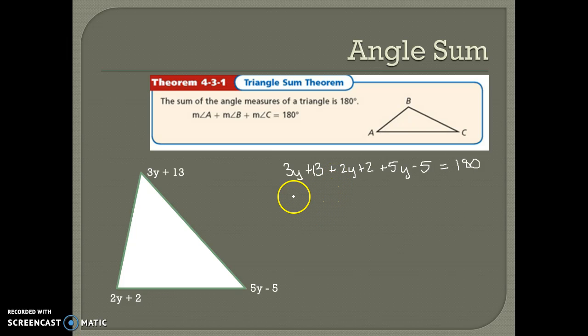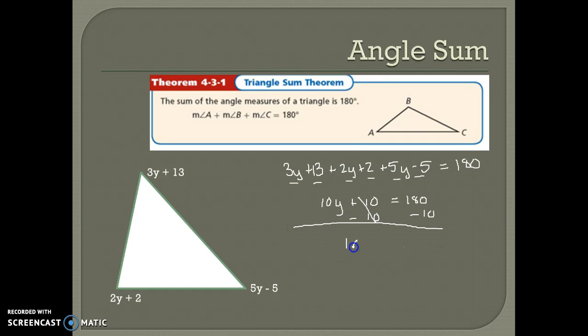The first thing we want to do is combine like terms. If we add up all of our y's, 3 plus 2 is 5, plus another 5 gives us 10y. And if we add up our constants, 13 plus 2 gives us 15, minus 5 gives us 10. It's positive 10, so we have plus 10, and we're still equal to 180 degrees. At this point, we have a two-step algebra equation, so the first thing we want to do to isolate y is subtract 10 from both sides of our equation.